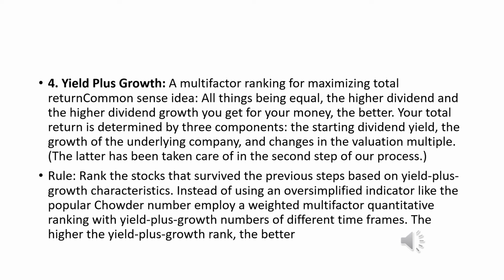So the basic rule of this step is rank the stocks that survived the previous steps based on yield plus growth characteristics. Instead of using an oversimplified indicator like the popular Chowder number, employ a weighted multi-factor quantitative ranking with yield plus growth numbers of different time frames. The higher the yield plus growth rank, the better.